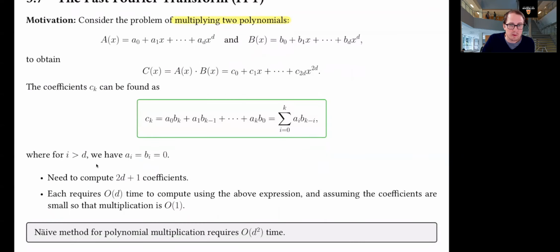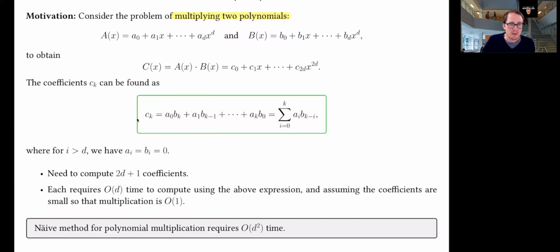And here, just so I can write this sum going all the way from 0 up to k, we say that if i is greater than d, then ai and bi are 0. Because this sum would otherwise try to access an element of A or B that's larger than the highest coefficient, we just say those coefficients are 0.